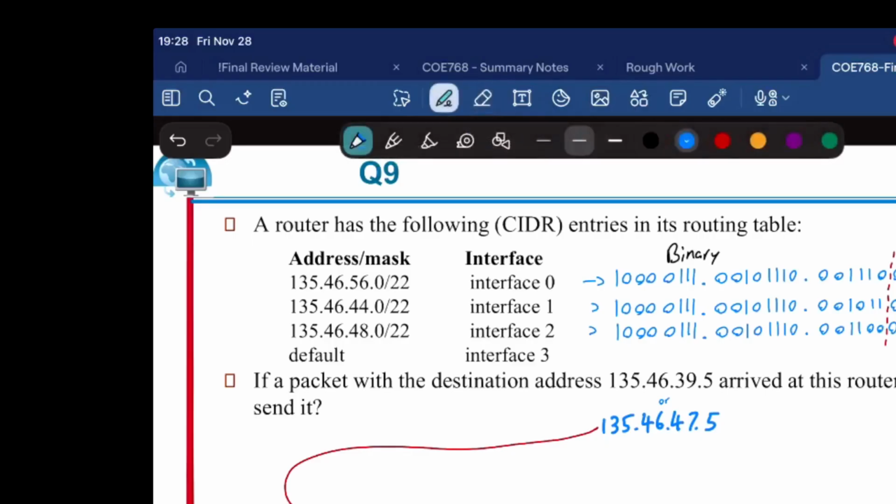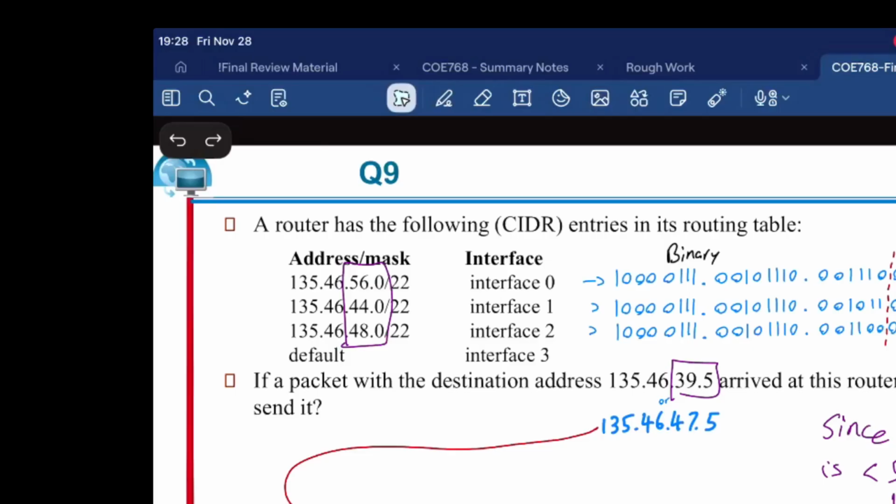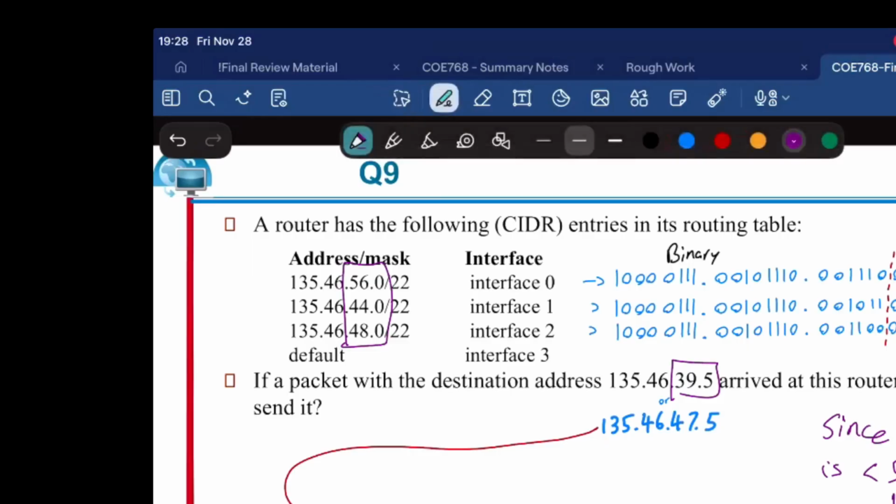So we can clearly state that, let's use purple, since 39 is less than 56.0, 44.0, and 48.0, therefore we cannot outbound any communication between the source and the destination IP address that we are given. So this would not be allowed.